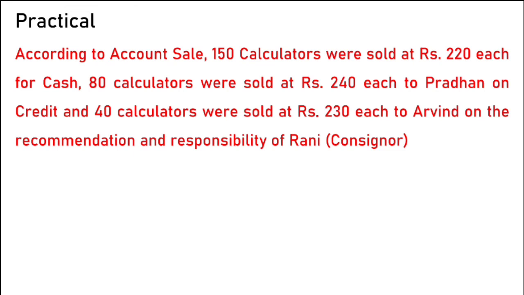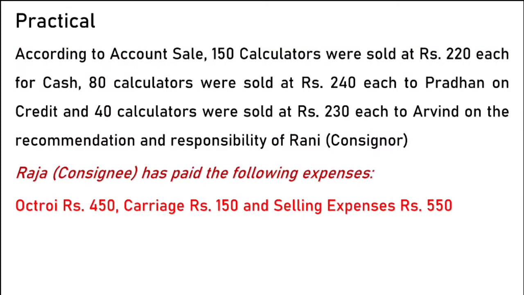Here three types of sales are given. One is cash sales, 150 calculators at 220, credit sales 80 calculators at 240, and recommended credit sales, that is 40 calculators at 230 each. Moving towards, Raja has paid the following expenses: octroi 450, carriage 150, selling expenses 550.